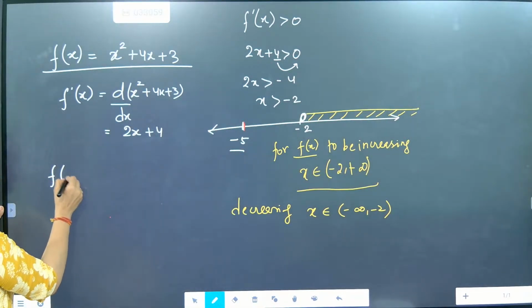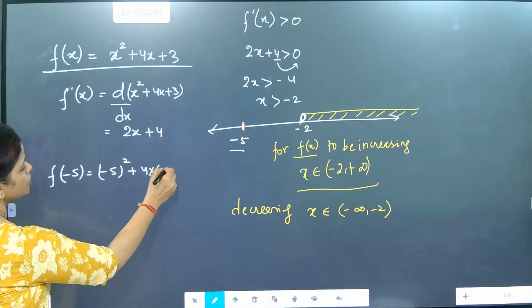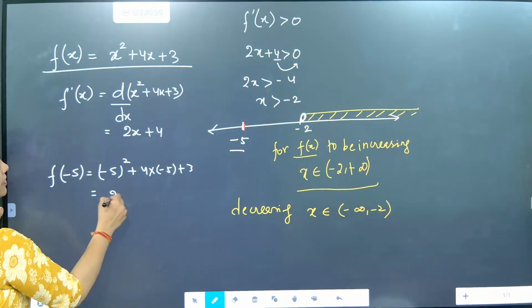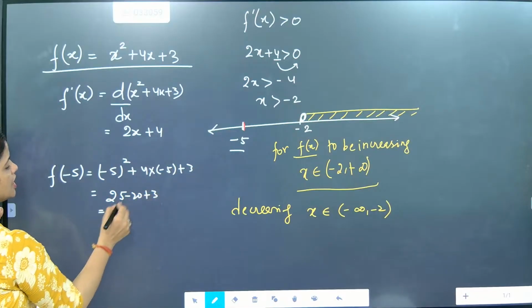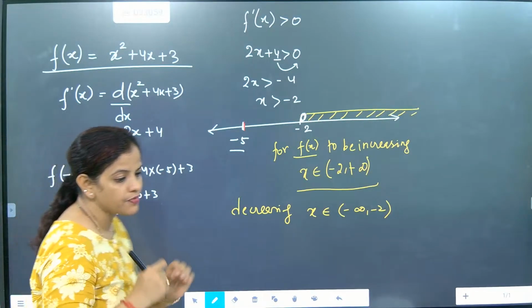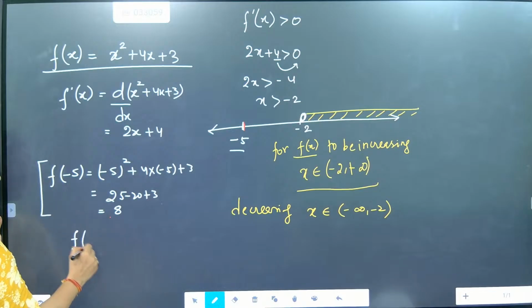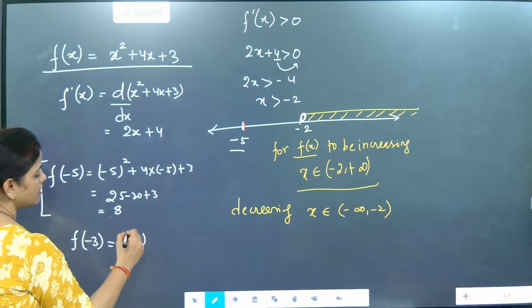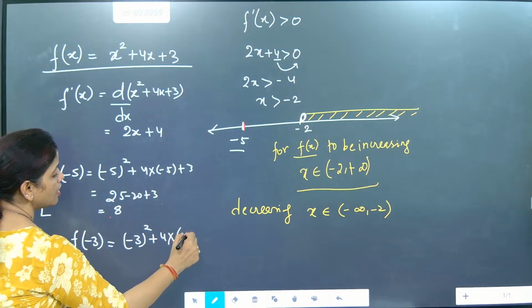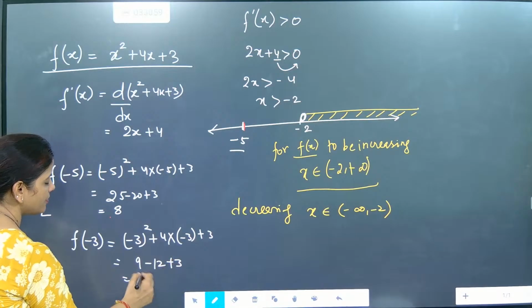When I put f of minus 5, what does it become? Minus 5 square plus 4 into minus 5 plus 3. That is 25 minus 20 plus 3. 5 plus 3 comes to 8. Did you understand here? Now I am taking f of minus 3. Substituting, minus 3 square plus 4 into minus 3 plus 3, it is 9 minus 12 plus 3. It comes to 0.